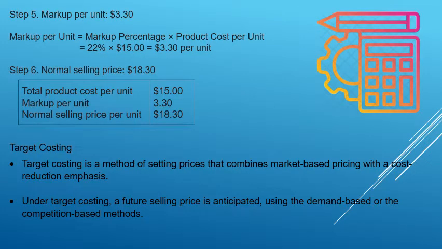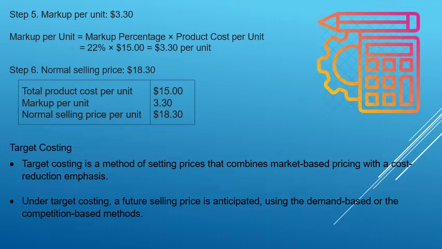The fifth step is the markup per unit, which is $3.30. So the markup per unit is the markup percentage times the product cost per unit. So we have here 22% times $15, equivalent to $3.30 per unit. So the last step is adding the total product cost per unit, which is $15 plus the markup per unit, which is 3.30. So the normal selling price per unit is $18.30.